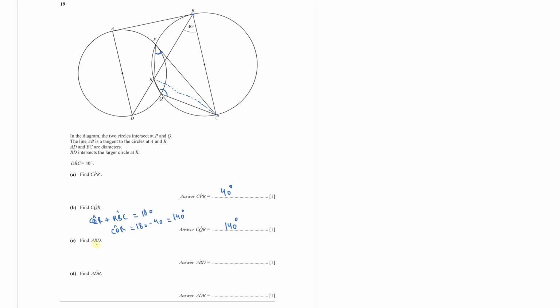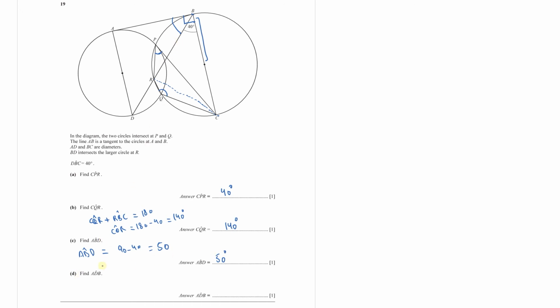Next part is find angle ABD. You know that this line is a tangent and this is the diameter, so this half length would be the radius. We know that the angle between a tangent and a radius is 90 degrees. So this full angle is 90 and this angle is 40. So angle ABD would be equal to 90 minus 40, which is 50 degrees. So this would be 50 degrees.